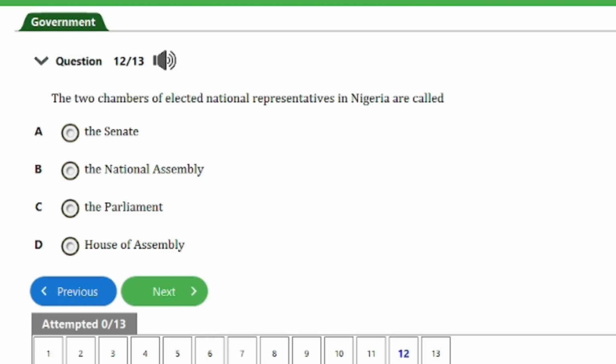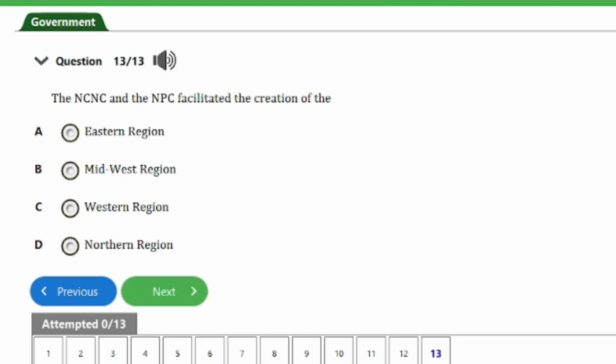So guys, the last question we have here, question number 13 of 13. It says, NCNC and the NPC facilitated the creation of the A. Eastern Region, B. Midwest Region, C. Western Region, D. Northern Region. So guys, the answer to this question is option B here. That's the Midwest Region. And that's it for this question.